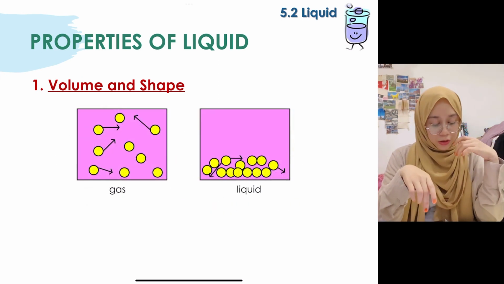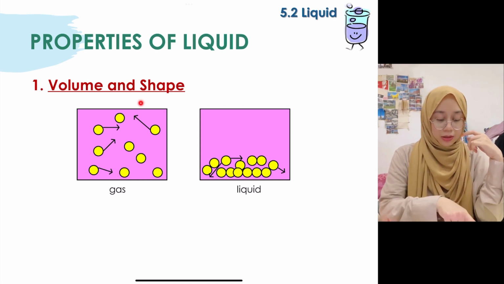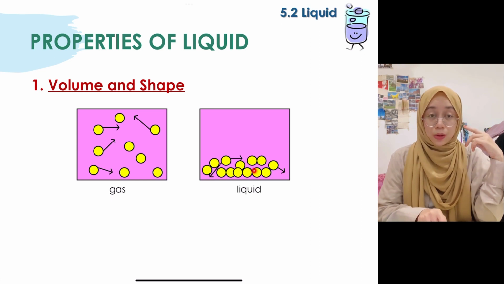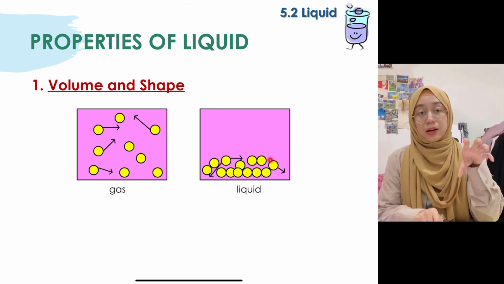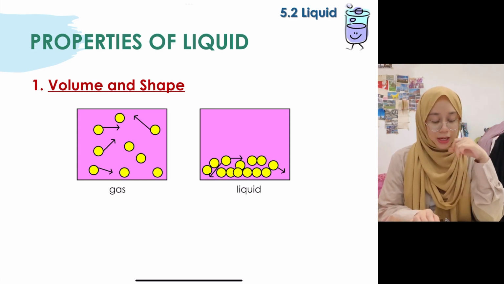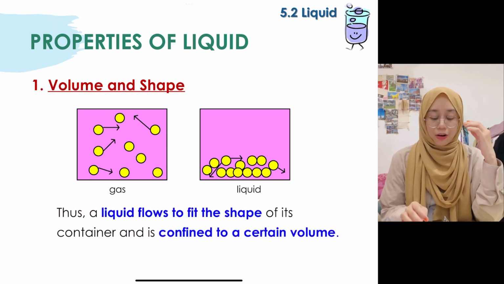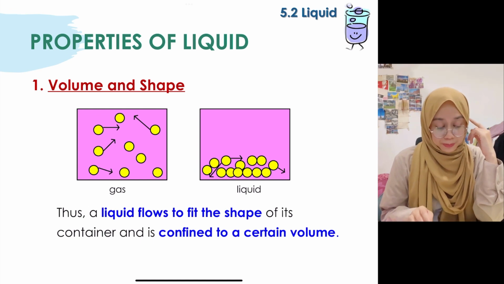So kalau kita tengok kat sini, this is the gas particles punya arrangement and this one pula adalah liquid punya arrangement. So they are closely together but not in a rigid arrangement. Liquid flows to fit the shape of its container and it is confined to a certain volume.